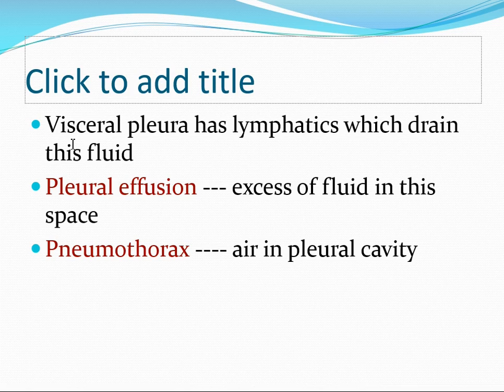So now here we have two diseases. Pleural effusion is when this 10 ml of fluid changes into a larger amount. So excess fluid in this space, the pleural space, is known as pleural effusion. And if by chance air enters the pleural cavity, this is known as pneumothorax.